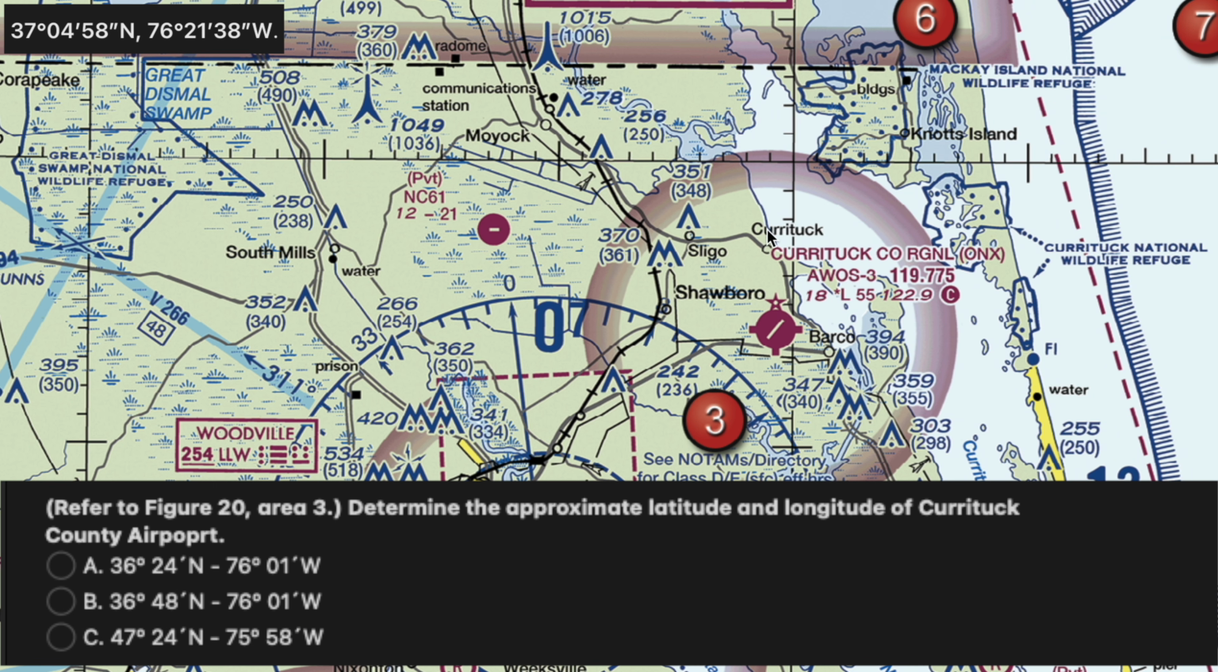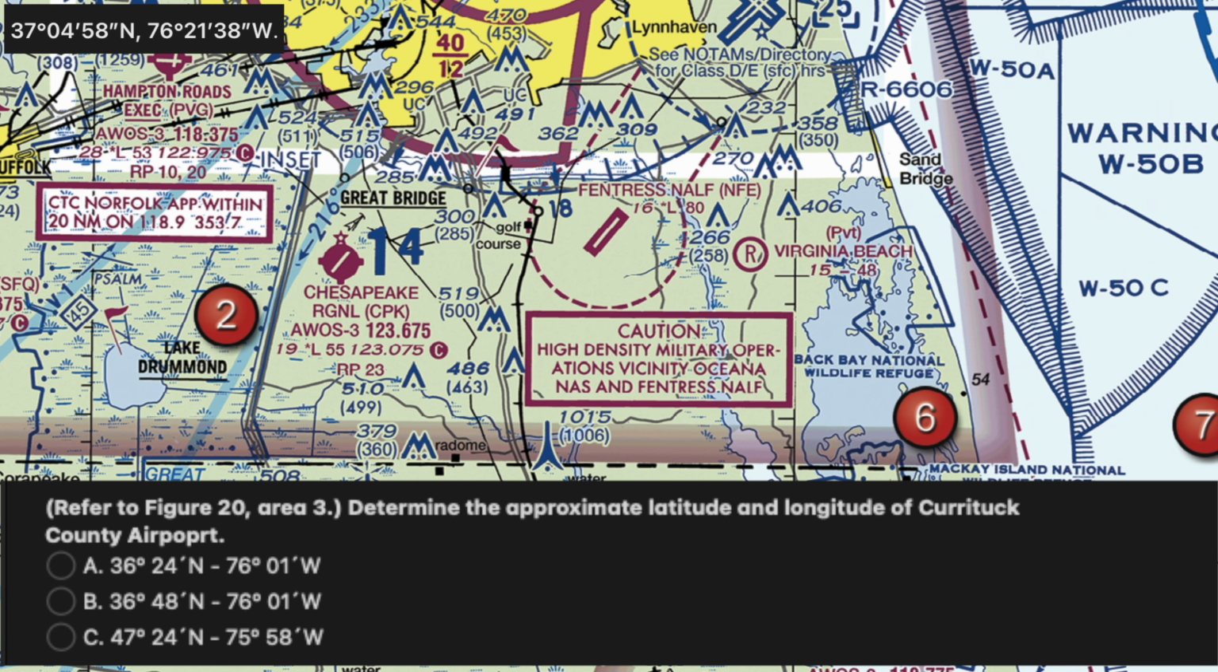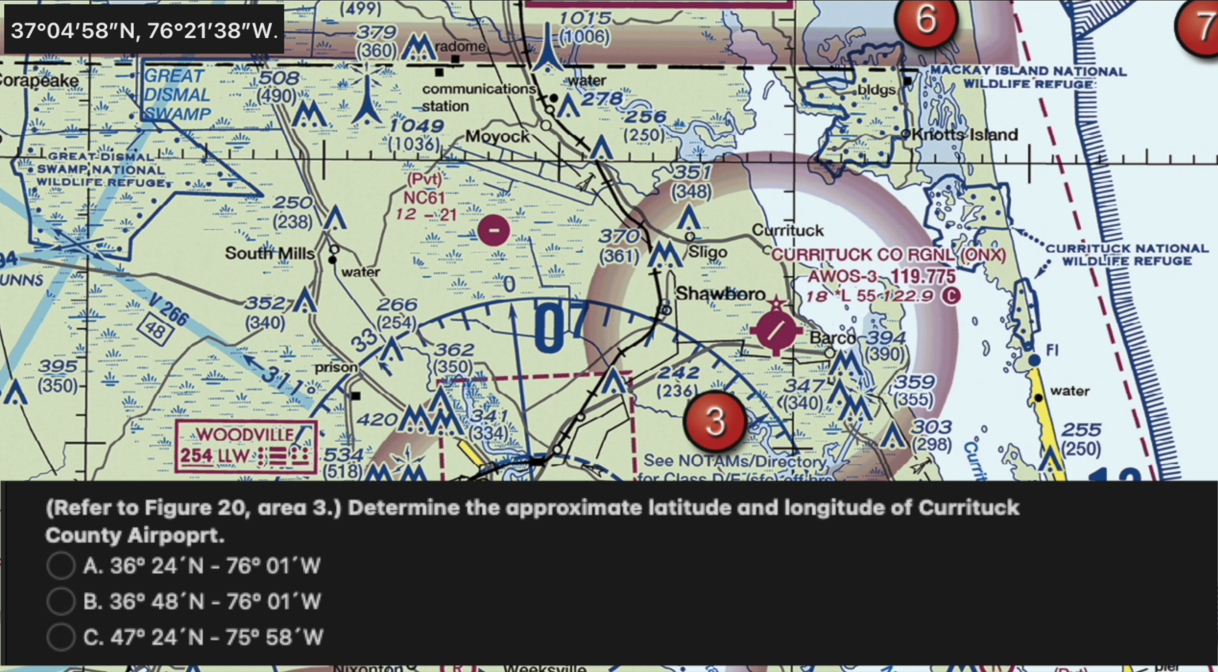So let's put the question up on screen. Refer to figure 20 area 3. Determine the approximate latitude and longitude for Currituck County Airport. Now, you'll see there are 3 answers there. Don't look at the answers. Don't stare at them. Just go to your sectional chart and determine exactly where that airport is located based on the information that you already know.